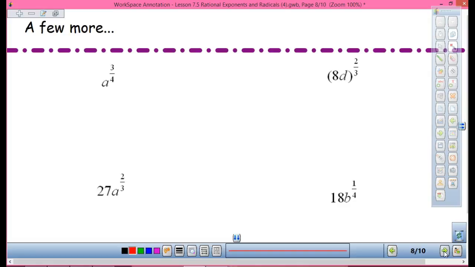Done with that first one yet? You got a to the third. On the outside, your index is 4. Perfect. Okay, I have parentheses on the next one, so it's got to stay in parentheses. So I have parentheses 8b to the second, and my index is 3. Good.